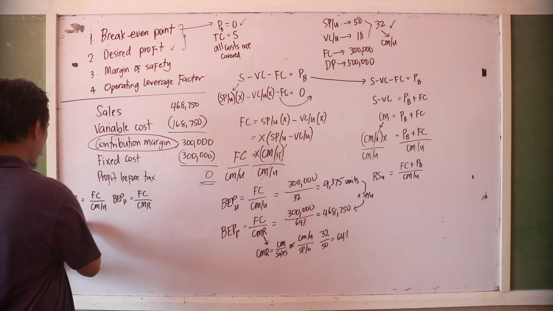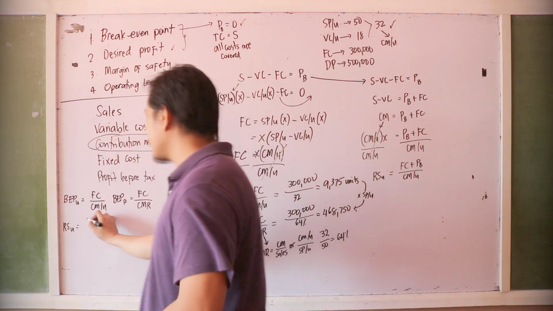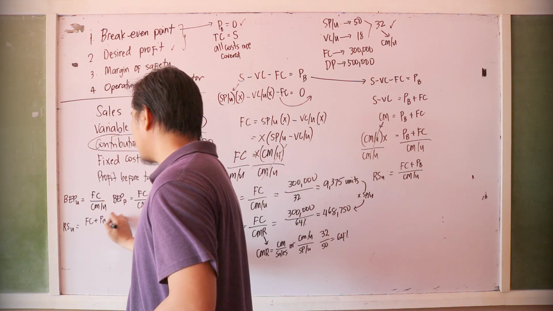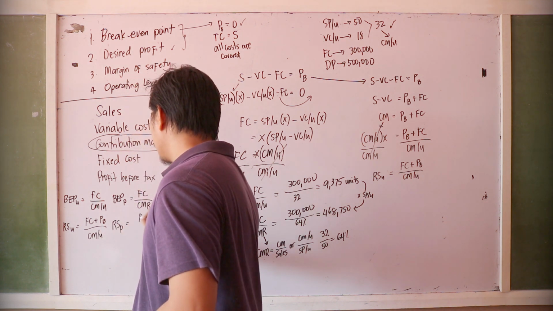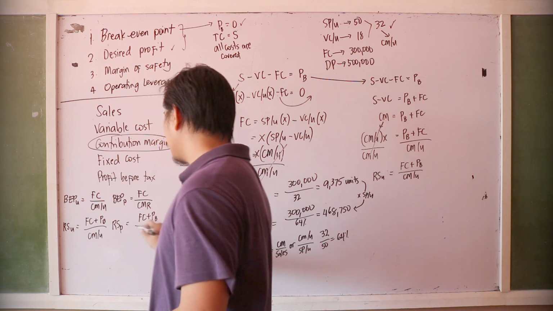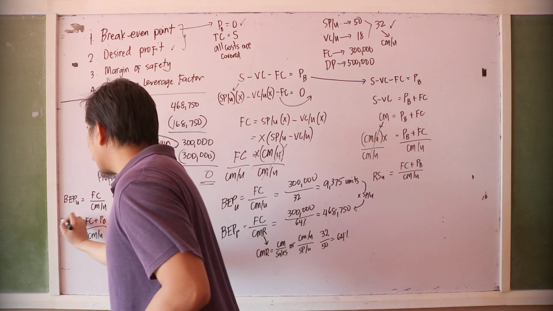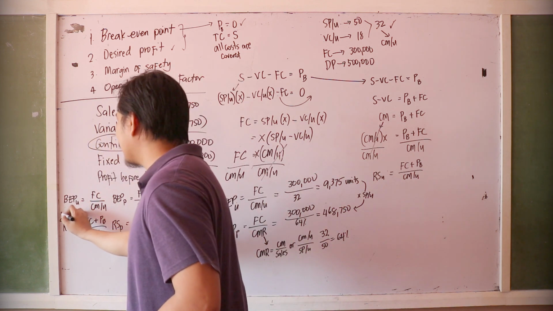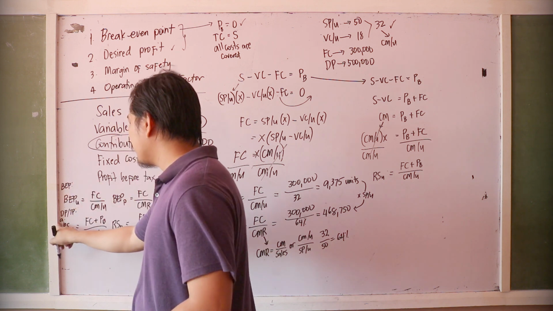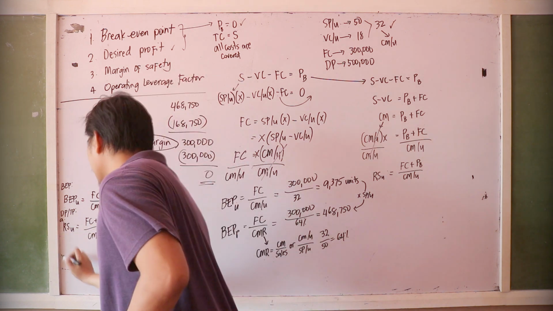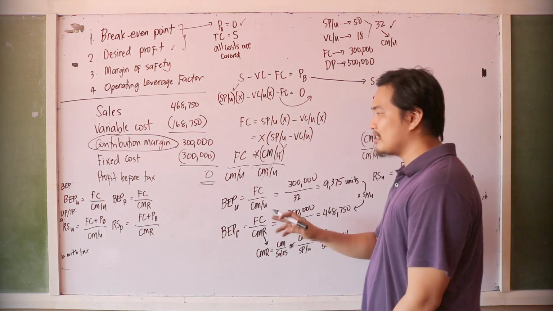How about kapag meron tayong required sales in units para maabot ang isang target profit? That's equal to your fixed cost plus your profit before tax all over your contribution margin per unit. Kung required sales in pesos naman, fixed cost plus your desired profit before tax, okay, all over your CMR. By the way, this is case letter A. Ito naman B dito. Ito naman desired profit or target profit. Pero first case, without tax. Second case, with tax. So, lalagyan na natin ng effect ng taxes dito.